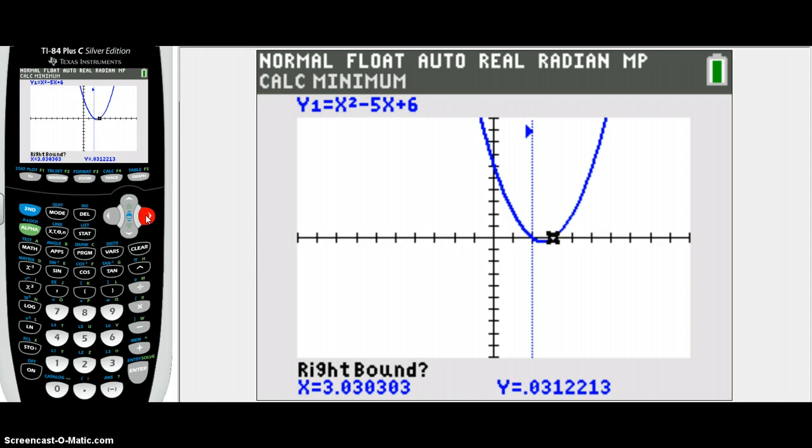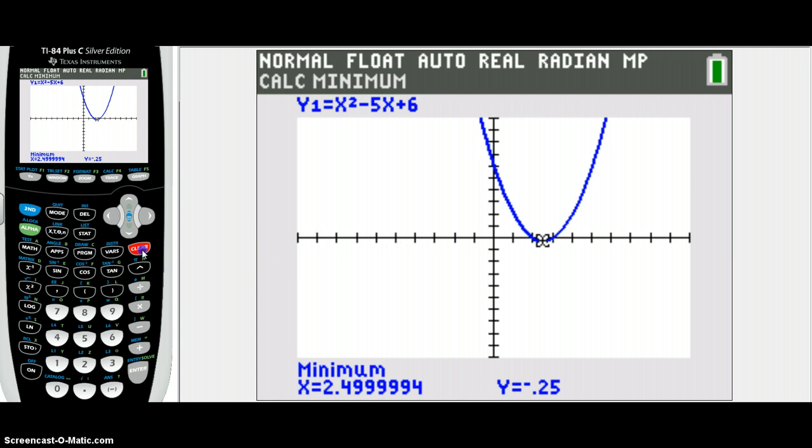This is also in a way giving you the vertex or turning point as well. For the right bound, pick a point on the right, hit enter, and then you're going to hit enter a third time. At the bottom it'll tell you what your minimum is. This we can round to 2.5. So the x value is 2.5. The y value, or the lowest value, the minimum, is negative 0.25.